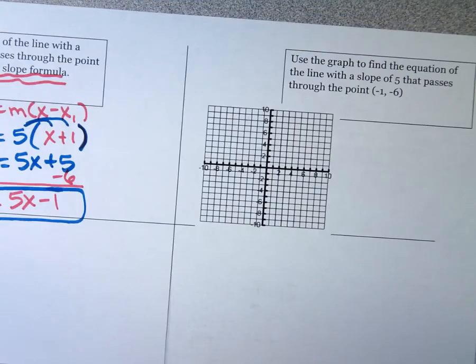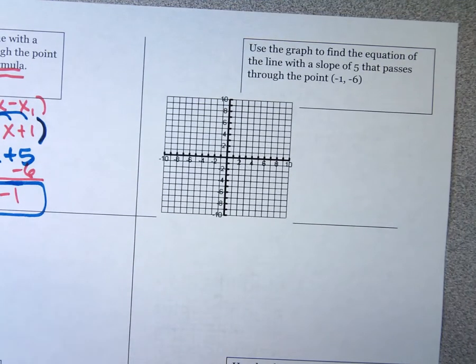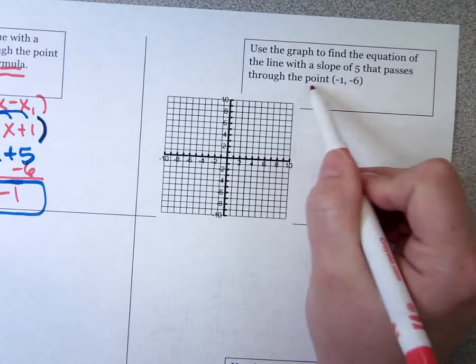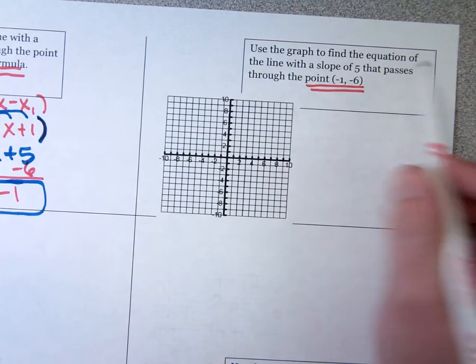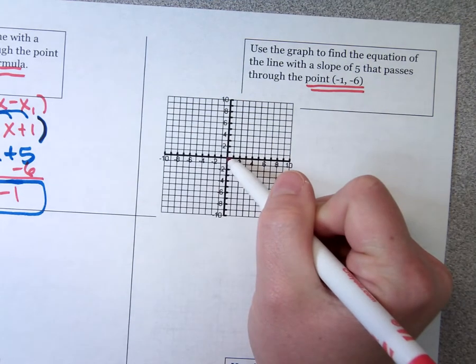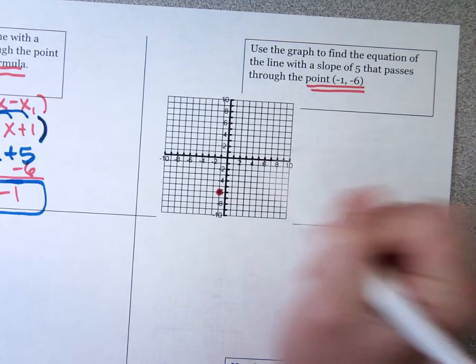Yeah. Okay, I'm going to do the same thing that I did on the last paper. This time I'm going to write the equation from the graph. So first, let's plot the point. Tell me, how do I get there? Left, right, up, down. Tell me what to do. Go to your left 1 and down 6. Left 1, down 6. Very good.